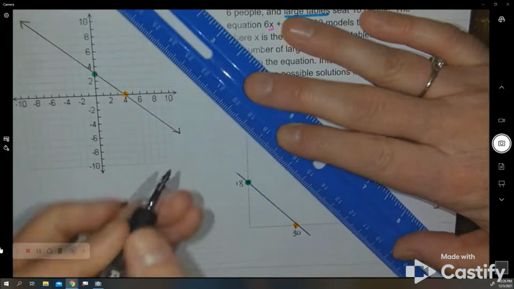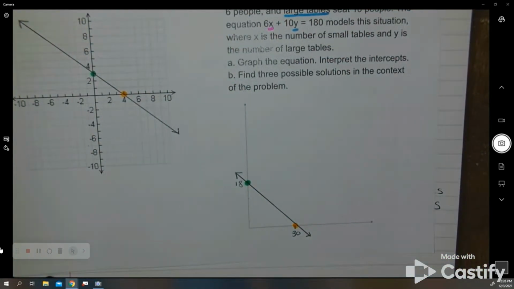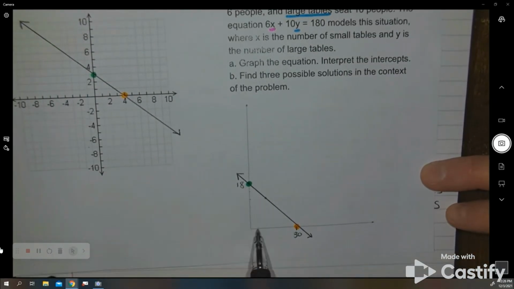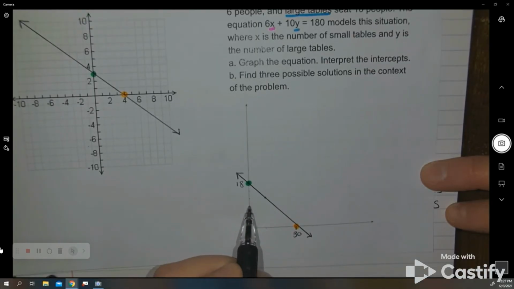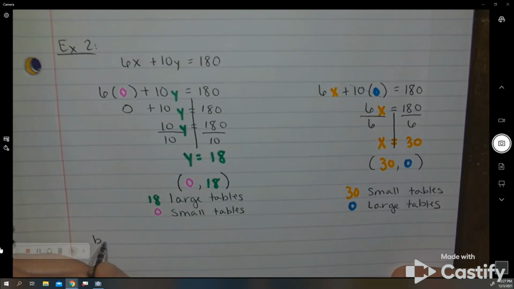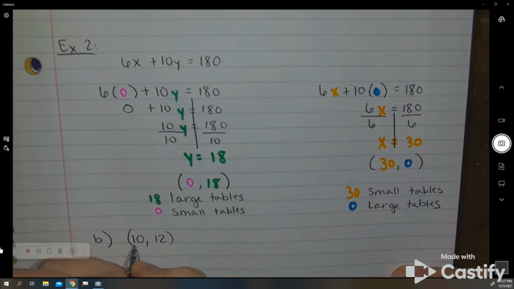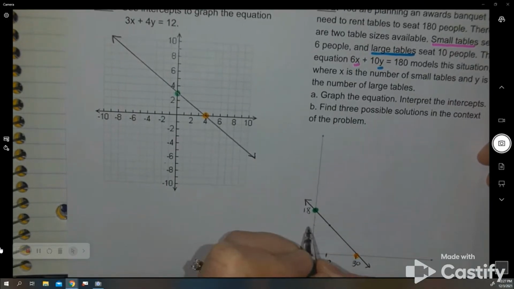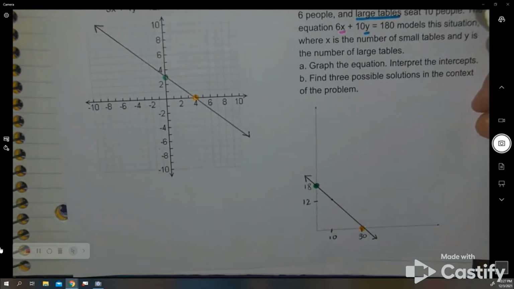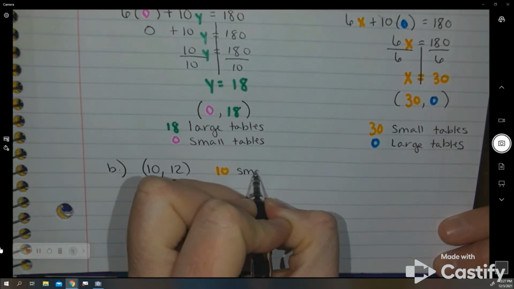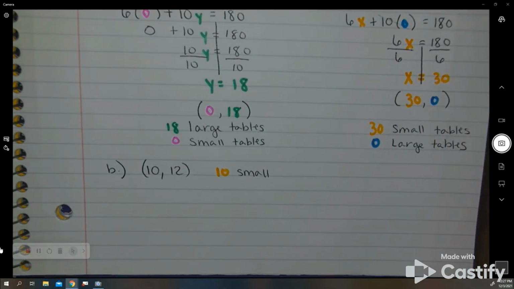And we have to pick 3 possible solutions that would work for this one. So if we're looking at it, we've got to find a spot on this line. So it looks like we have a spot right here. We had 5, 10, and going up we had 3, 6, 9, 12. So (10, 12) is the point that we're looking at right here. What that means, because we had 10 on the x and 12 on the y, is that we could have 10 small and 12 large.